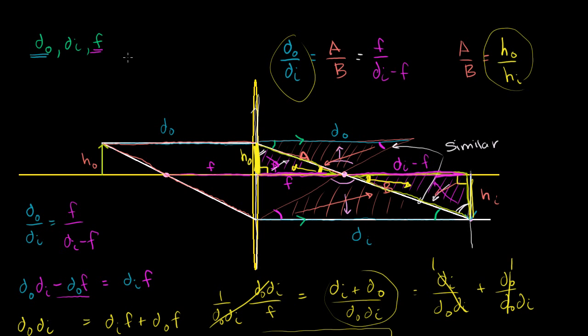So let me write it this way. The ratio of the distance from the object to the lens to the distance from the image to the lens is the same as the ratio of the height of the object to the height of the image of that object. So I just wanted to do that little low-hanging fruit there, since we had already set up all of the mechanics already.